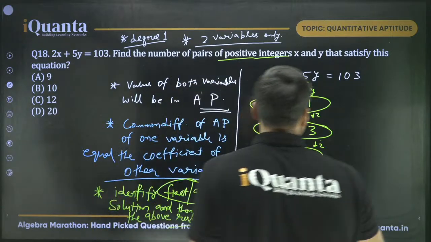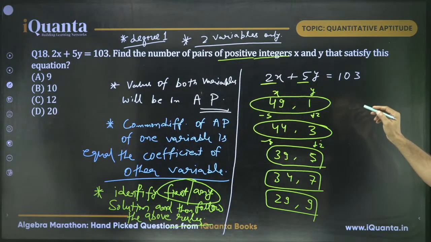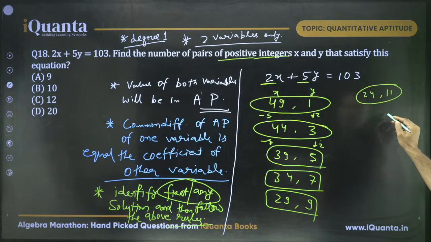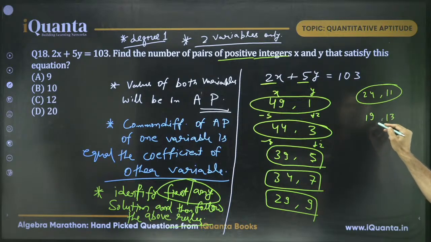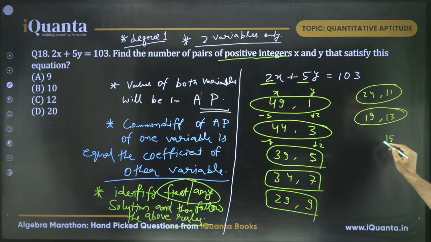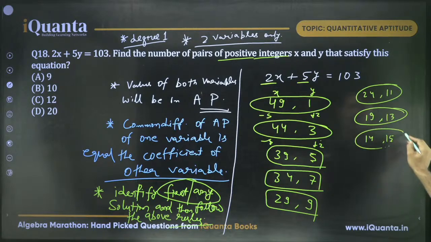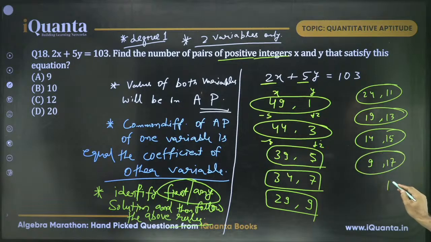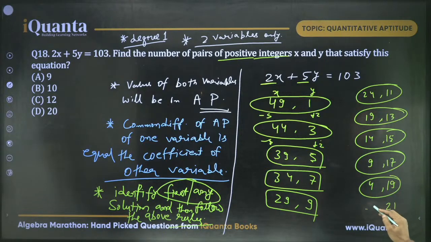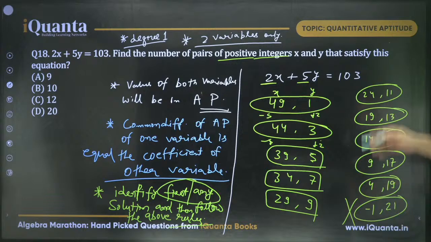Next one will be 9, 29. After that, 11 and 24. Next one will be 13 and 19. Next one will be 15 and 14. Next one will be 17 and 9 and 19 and 4. Next one will be 21 and minus 1. Should I take this? No. Kyun? Because the negative aa gaya. We need positive integer. And then check randomly, koi bhi check karo.